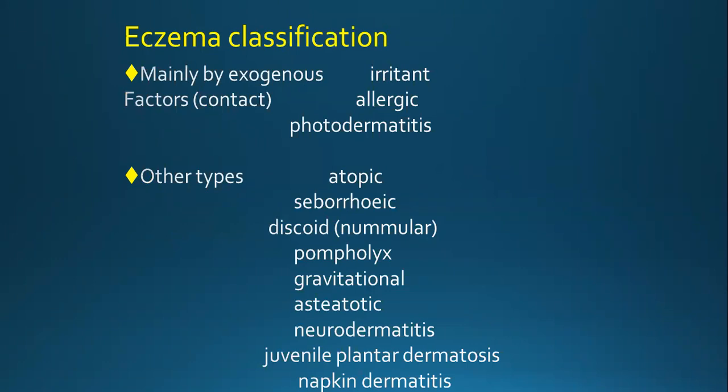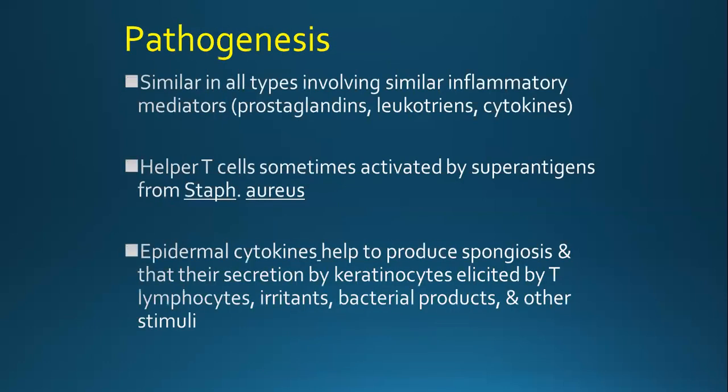How to classify eczema? Two sources, exogenous and endogenous. Exogenous is basically contact dermatitis, irritant and allergic, and photocontact dermatitis. And the endogenous ones are those that occur only in specific people who are prone to develop that type of eczema, like atopic dermatitis, seborrheic dermatitis, discoid, pompholyx, gravitational, asteatotic, neurodermatitis, juvenile plantar dermatosis, and naphthalene dermatitis. There's a long list. First, we will see what is the pathogenesis of eczema.